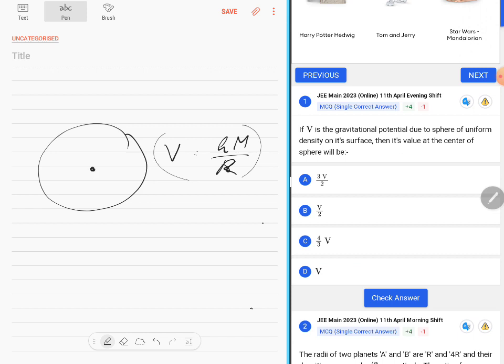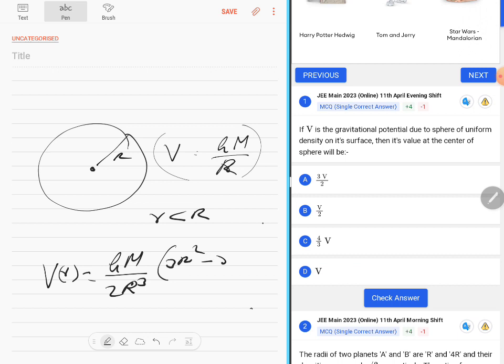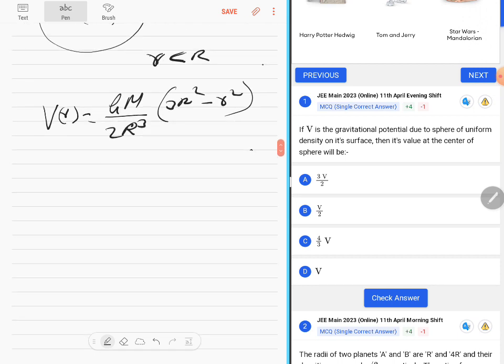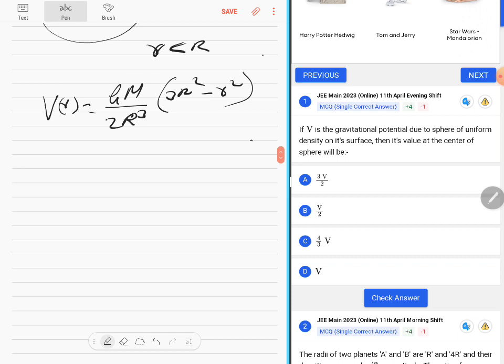I am going to tell you one formula. Whenever the position vector r is lesser than capital R, which is the radius of the sphere, one special formula is there, which is V of r is equal to G capital M by 2R cube into 3R square minus small r square. This is the formula. It is applicable only when the position is inside. You will ask me how this formula came. I'll just tell you a slight outline. I'm not going to go into detail because nobody is going to ask us for the derivation.